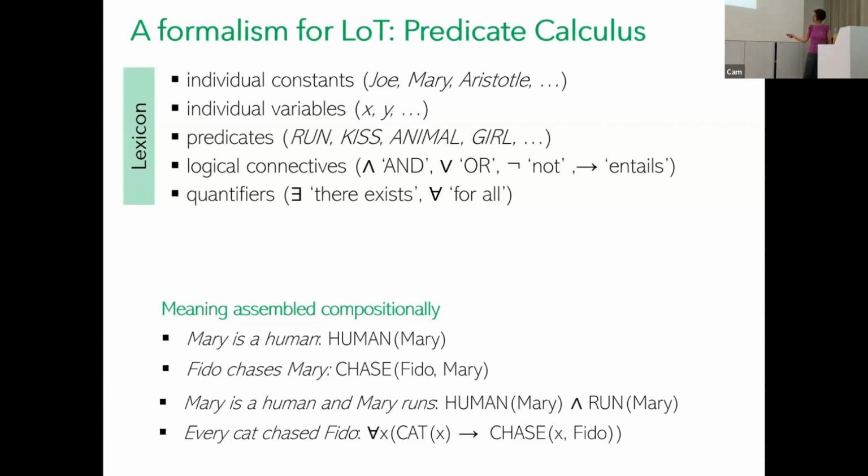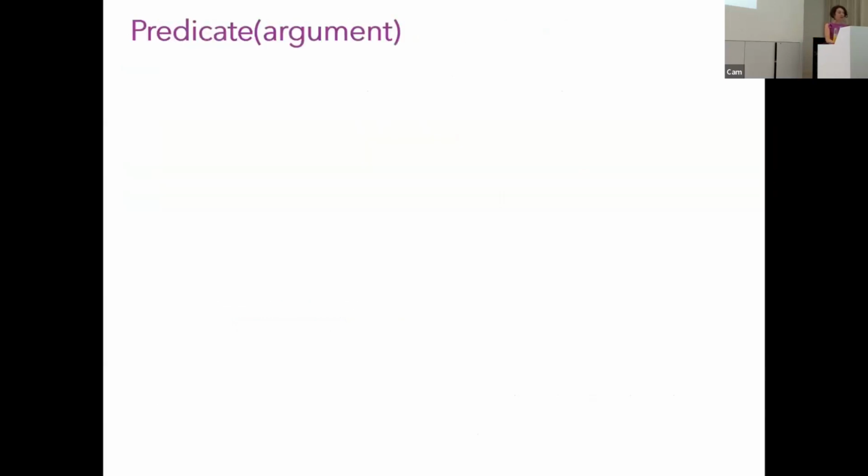Or you can have an example of a more complex expression, so every cat chased Fido, right? That meaning is conveyable using a combination of a quantifier and then some predicates. So let's try and unpack what's here. Every cat chases Fido is encoded as: for any X such that X is a cat, it is true that X chases Fido. Right? So a very rudimentary and yet quite powerful system, because it allows you to do these things and many other things in language, but also more importantly, thought, because we're talking about thought here.